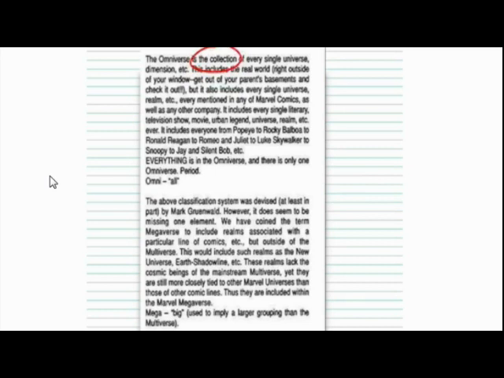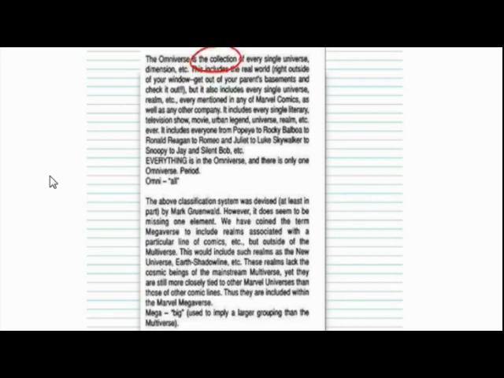It includes every single literary work, television show, movie, urban legend, universe, realm, etc. From Ronald Reagan to Rocky Balboa, Romeo and Juliet, Luke Skywalker to Scooby and to Jay and Silent Bob, etc. Everything is in the Omniverse. And there is only one Omniverse, omni meaning all, right?